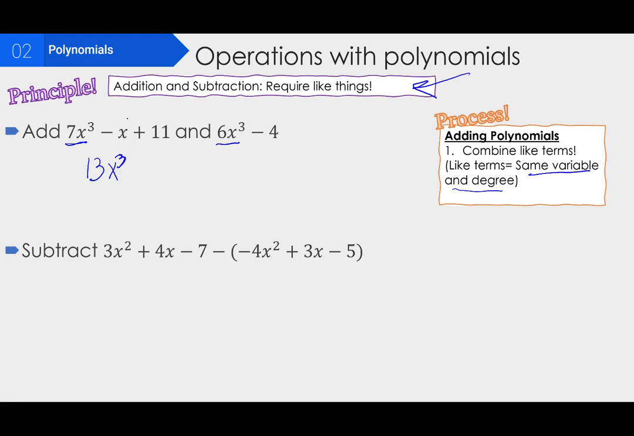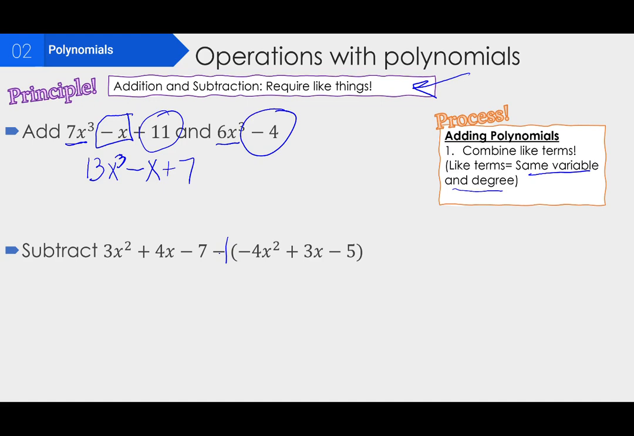Okay, next term, negative x. Sadly, the negative x stands alone. There are no other first degree terms. And then we'll look at our constants. 11 and minus 4, we can combine those to be plus 7. And that's all we do. 13x to the third minus x plus 7. There you go.